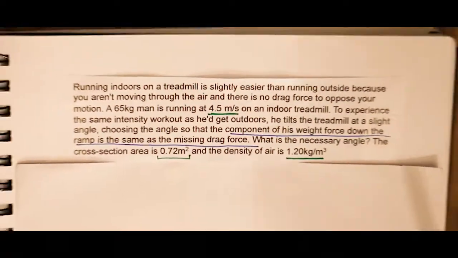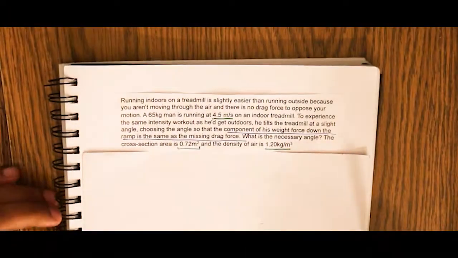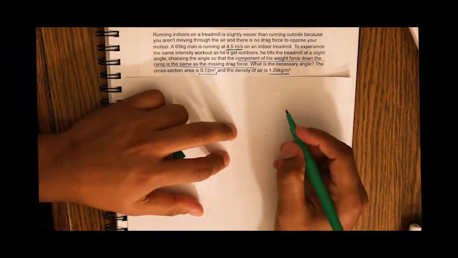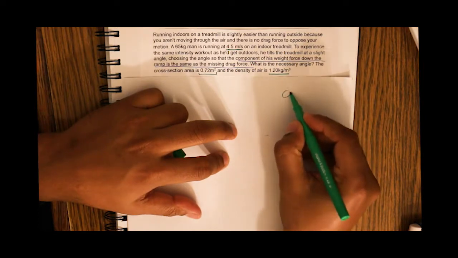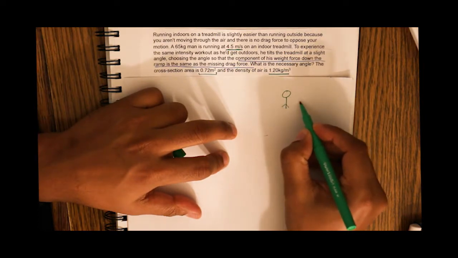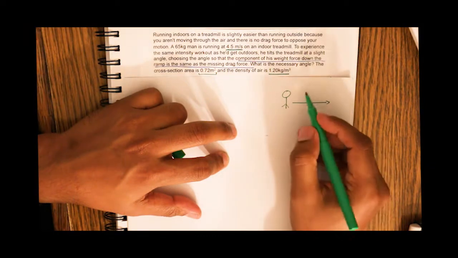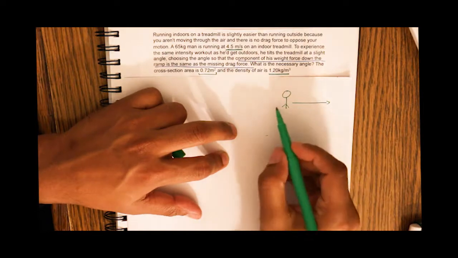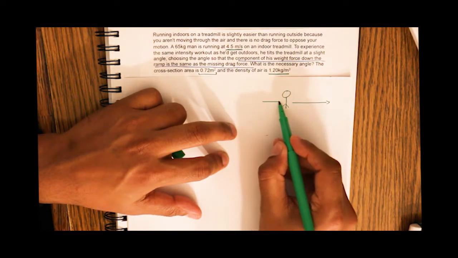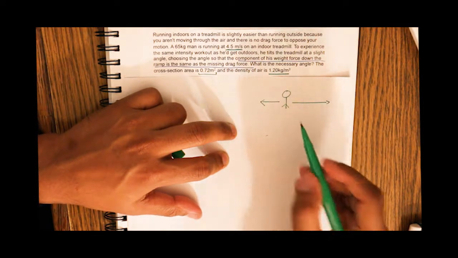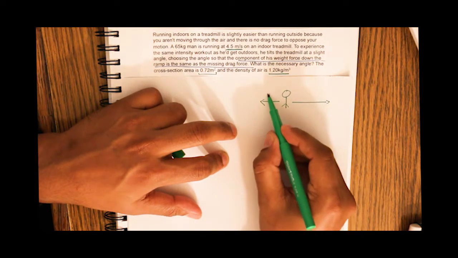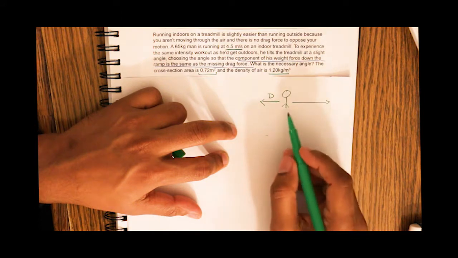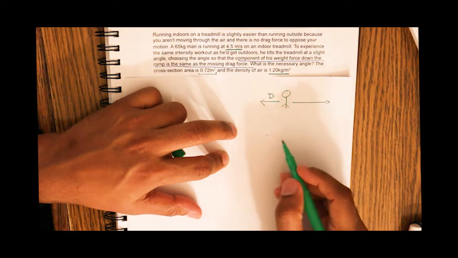So let's try and understand this problem conceptually first. We have a man who is running hypothetically outdoors at some velocity that we don't know, and he experiences a drag force in this direction, right? We'll call this D, the drag force, and this is him running in this direction. The drag force is in this direction.